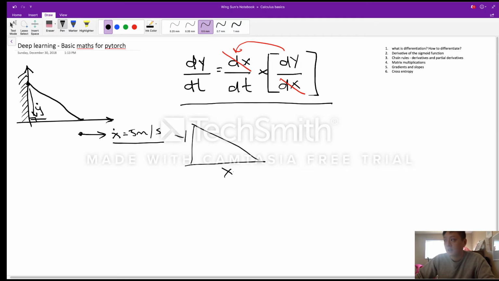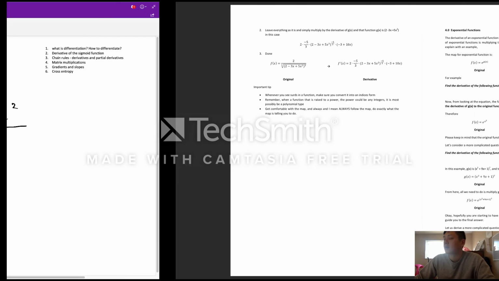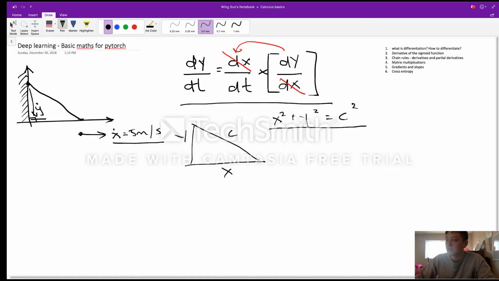Using the Pythagorean theorem, x squared plus y squared equals c squared, where c is a constant. This is my c. So how do you actually derive this, though? It doesn't look like anything from the usual math system. That's because this is an implicit equation. There are two different types of expressions for a formula.